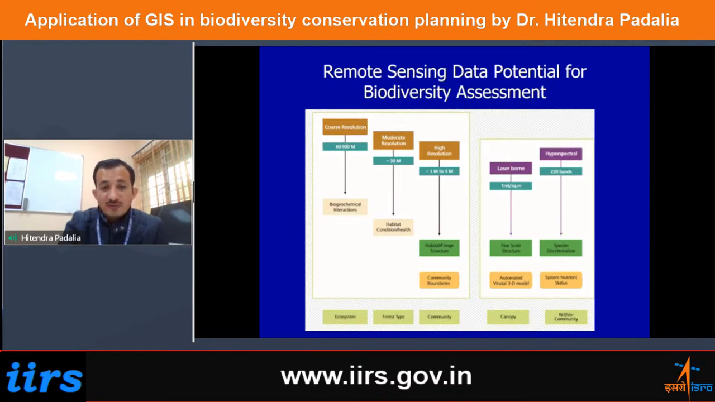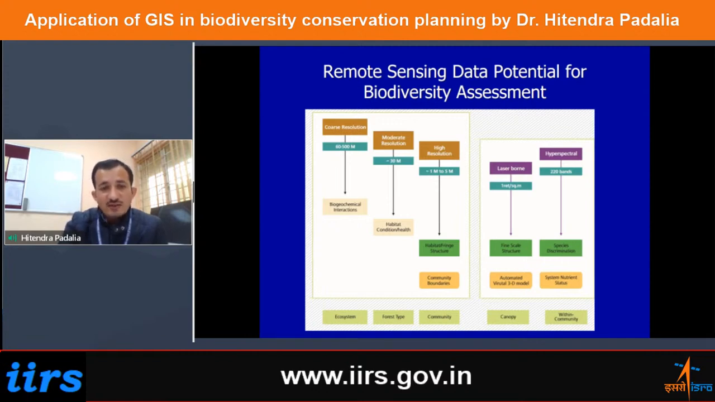Now coming to remote sensing. Remote sensing is one of the major sources of data for GIS, particularly for biodiversity conservation planning. Remote sensing data are available at different spatial resolutions: coarse resolution, moderate resolution, high resolution. You can see this from the slide. And then at what scale these resolutions are used is indicated, like very coarse resolution can be used for monitoring large scale processes or biome level mapping or locating large areas.